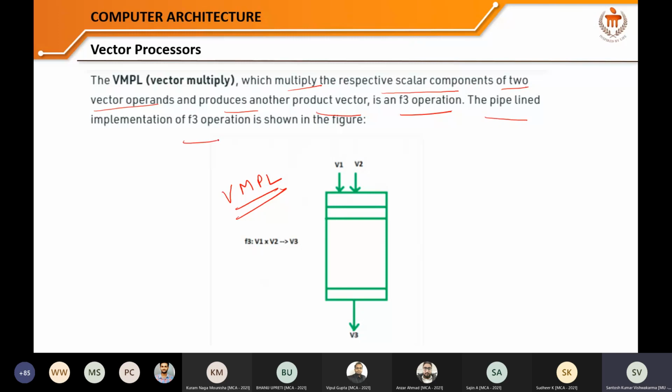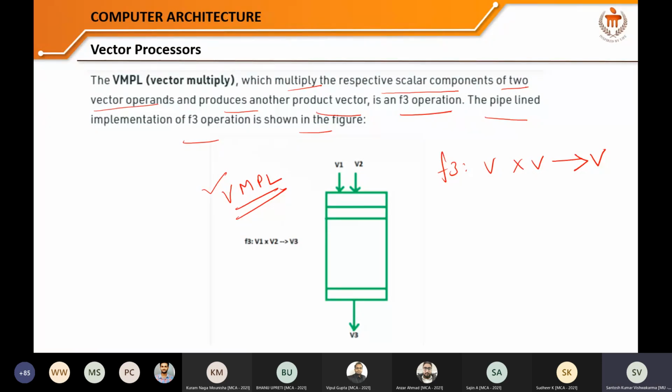Now the pipeline implementation of F3 is shown in the figure. So this is just a block diagram overview. We have also seen how to go ahead in terms of pipelining operations. So do understand that if we are going to work with a vector multiply by vector, then definitely the result will be a vector itself, as you can see in this block diagram. It's known as VMPL, that is vector multiplication.